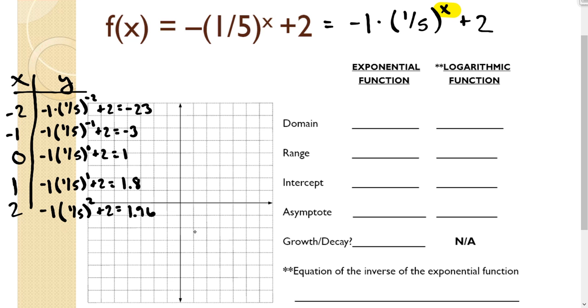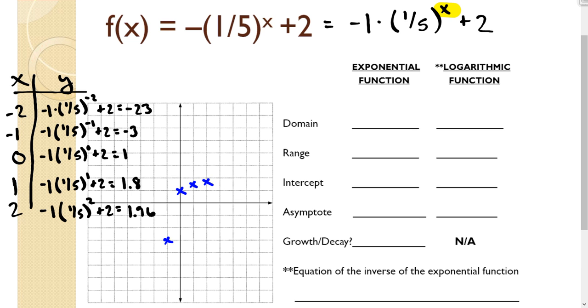So I had a negative 2 and negative 23. Well, that's not going to fit on this graph. Negative 1, negative 3. So negative 1 and negative 1, negative 2, negative 3. Bam, bam. 0 and 1. Well, 0 and 1. Bam, bam. 1 and 1.8. So that's less than 2. And then we've got 2 and 1.96.